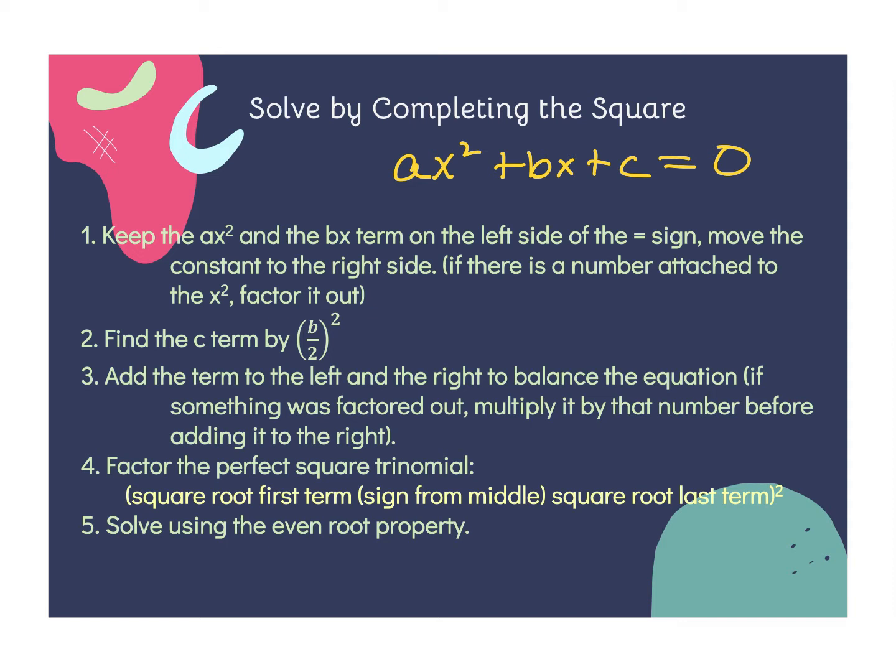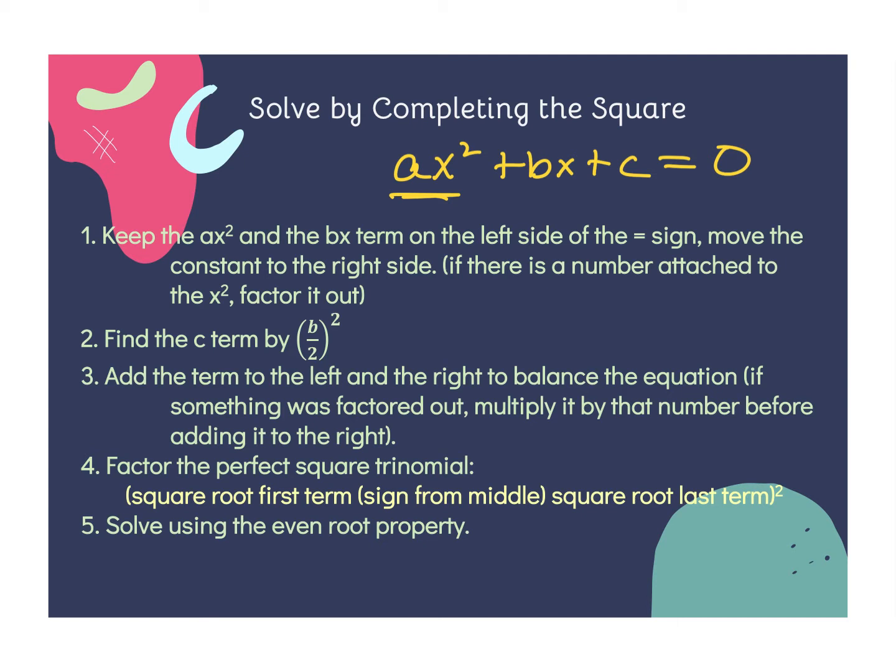So the first thing we're going to do when we solve this is make sure that the number in front of x squared is a 1. If it's not, then we have to divide all the terms by that coefficient. Then from there, we're going to move the constant to the other side of the equal sign. We're going to take the b term, divide it by 2, and square it. We're going to add that squared number to both sides to keep our equation balanced.